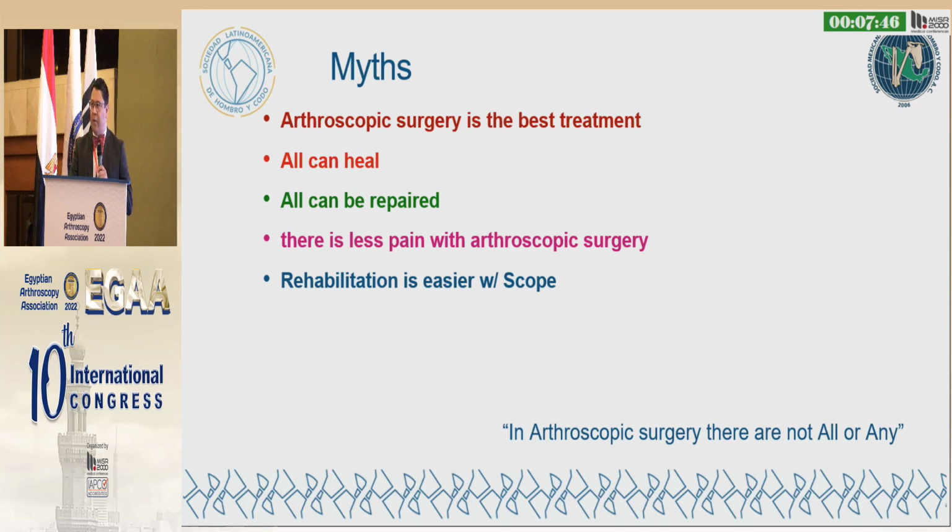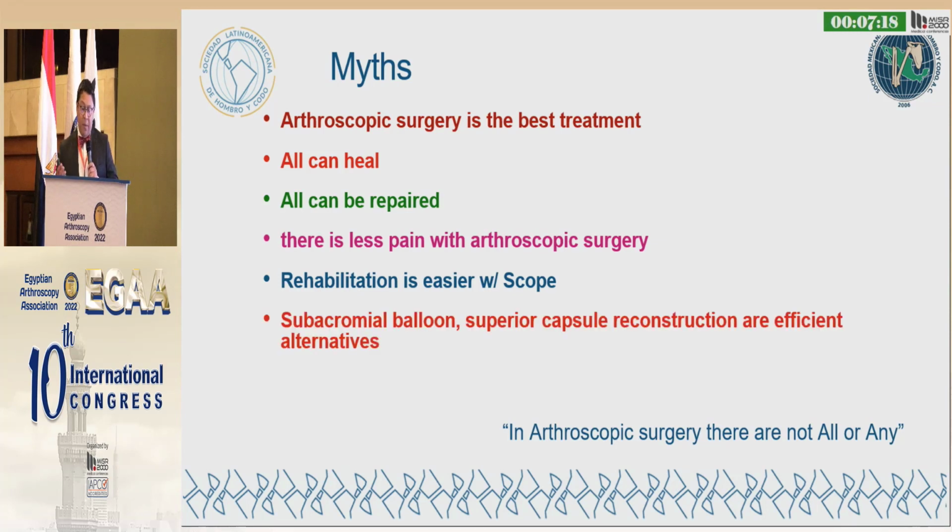Rehabilitation is easier with a scope. Well, you should try some open surgeries and see how easy is the rehabilitation. The most important complication in arthroscopic surgery is deltoid injury. I can see in my clinic many sequelae of shoulder arthroscopic surgery, which is the deltoid detachment because of liberation, because of acromioplasty. The subacromial balloon and the superior capsule reconstruction are efficient alternatives. This is completely put at a discussion.